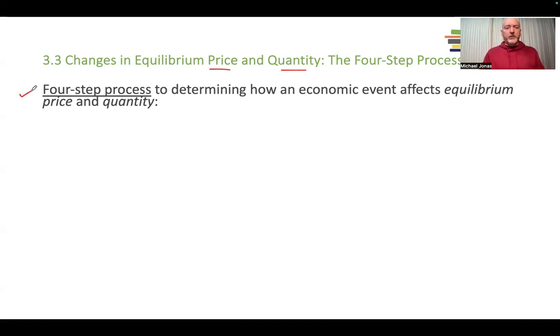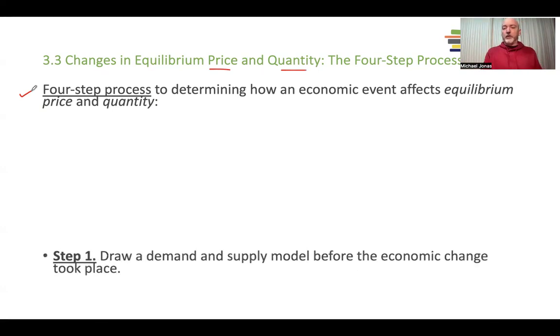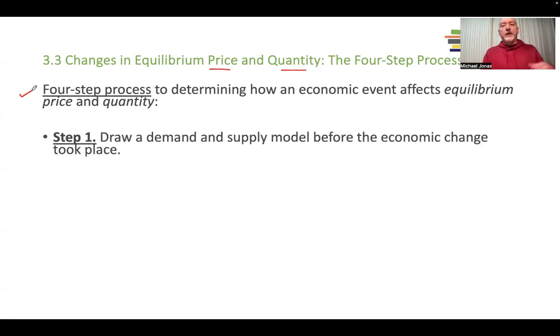Just an easy recipe here, we can think of this as a four-step process of determining how any given economic event that can be tracked to a determinant of one or more of those curves will affect our ultimate equilibrium price and quantity. So we start out, draw that static starting point, right? The supply and demand, the initial equilibrium.